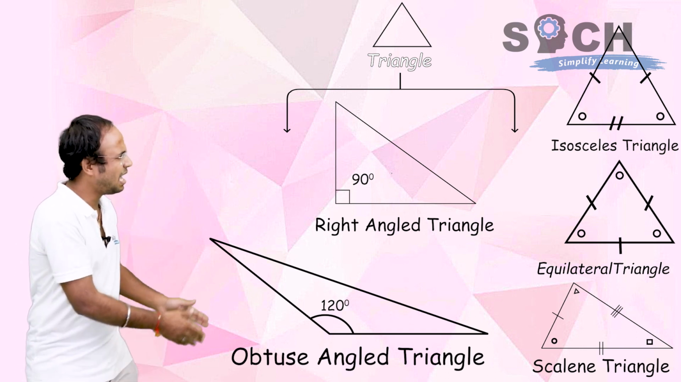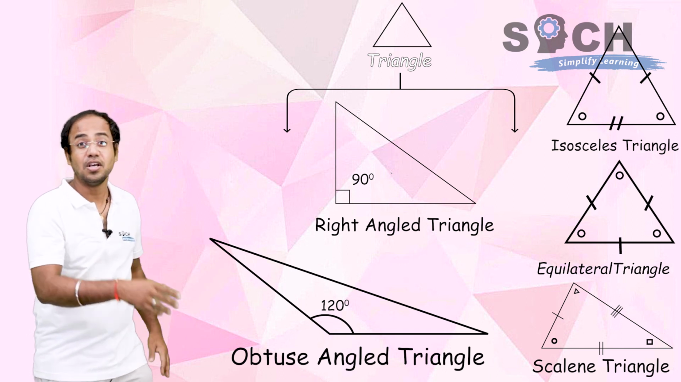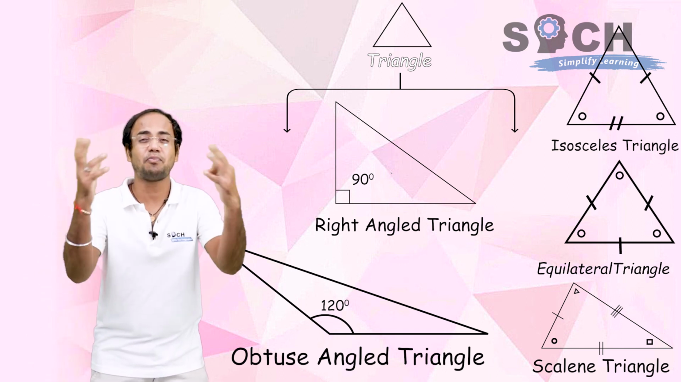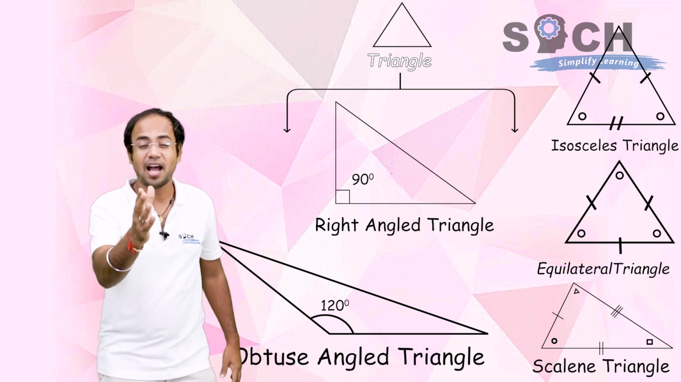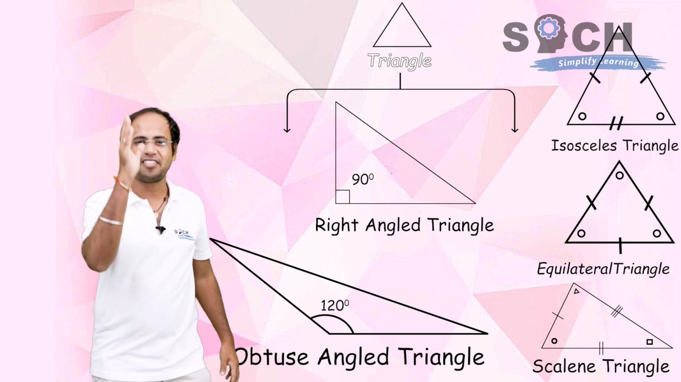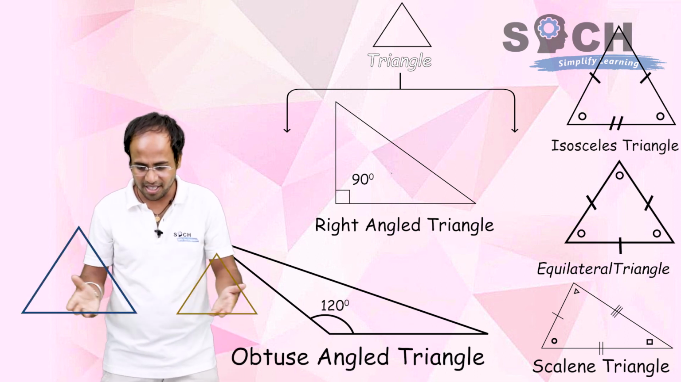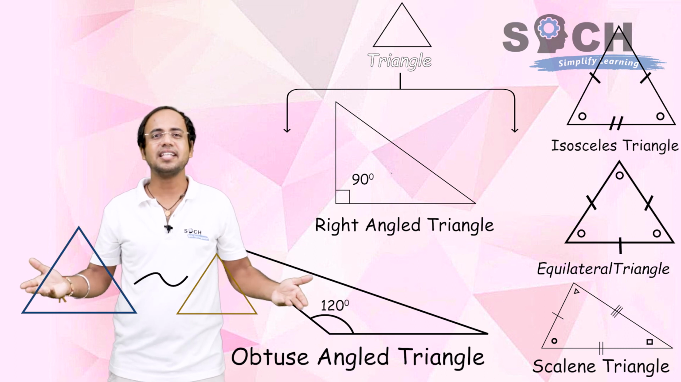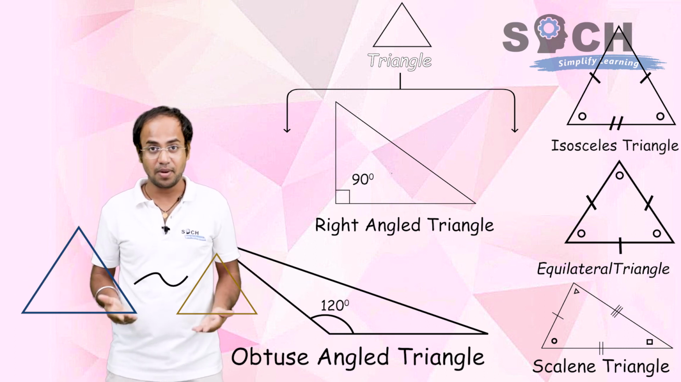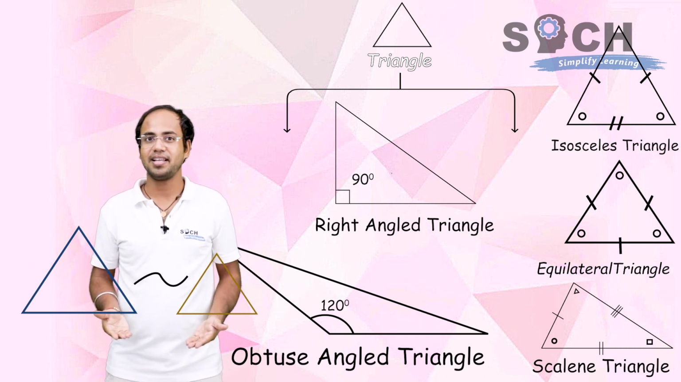So these are the various types of triangles. So triangles have so many possibilities. That's why we are interested in studying triangles, and similarity of triangles is our concern. Two triangles could be similar or congruent. Let's start.